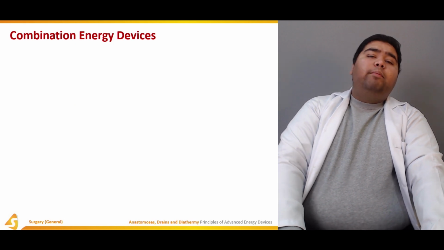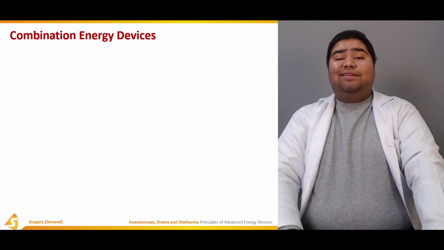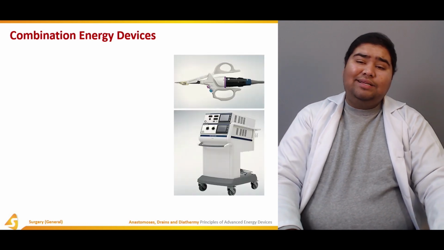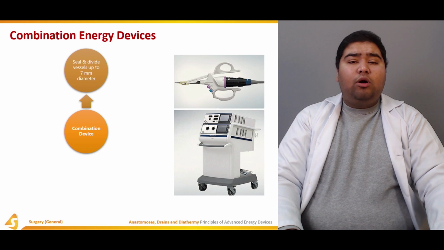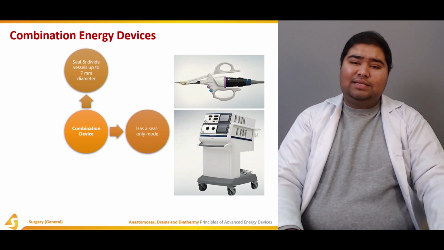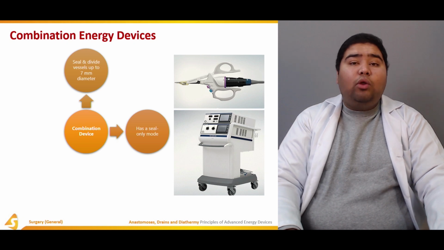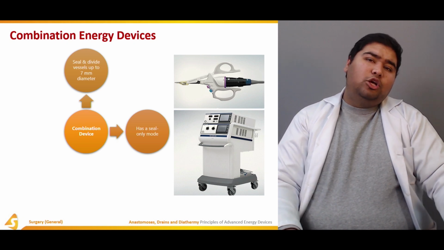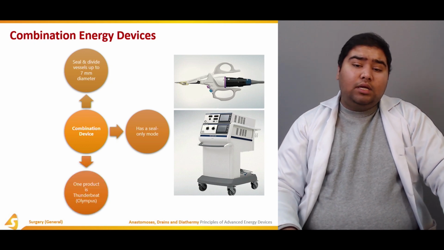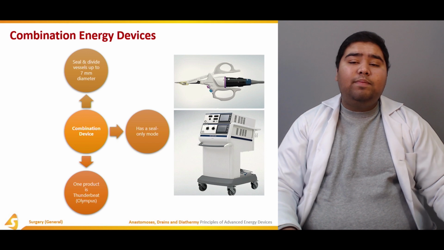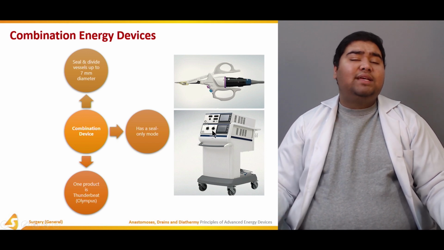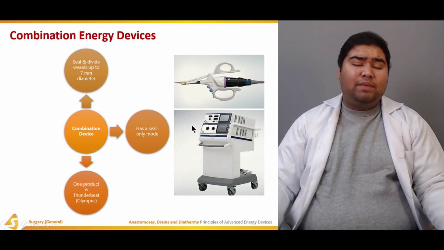So now we have combination energy devices. These are the devices that use both or multiple technologies at the same time. So the combination devices seal and divide vessels up to 7 millimeters. Still, it has a seal only mode as well. So the combination device can also be used as a seal only product. Now one product is the Thunderbeat by Olympus, which can be seen in the figure. So these are the newer devices that are being developed.